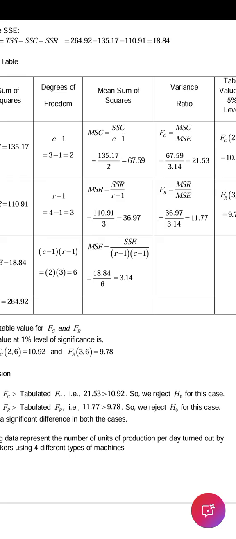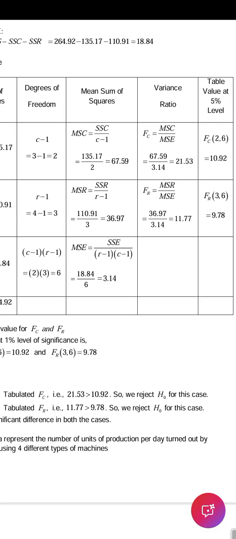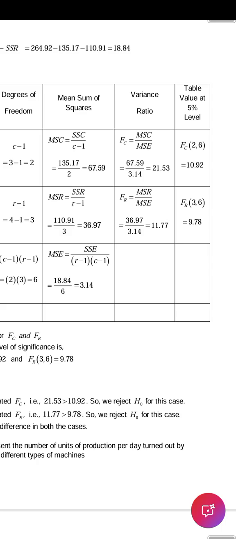Suppose the MSE value is greater than the MSR value, we take the formula FR equal to MSE by MSR. So in the variance formula, the F test formula, the higher one takes the place in the numerator. Okay, so FR equal to 11.77. So these are all the variance values. Finally, these are the calculated values.